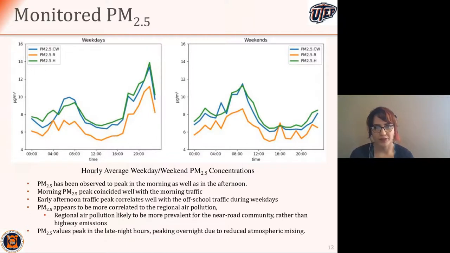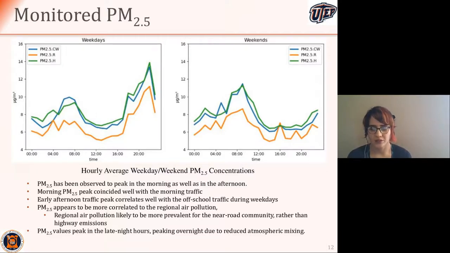So for the monitored PM2.5 using our GRIMM monitor, PM2.5 was observed to peak in the morning around 7 a.m. as well as in the afternoon. And the morning peak coincided well with the morning traffic, but the early afternoon traffic peak from the last slide correlates well with the non-school related traffic during the weekdays, whereas PM2.5 appears to be more correlated to regional air pollution, indicating that the regional air pollution is likely to be more prevalent in the near road community rather than the emissions from the highway.